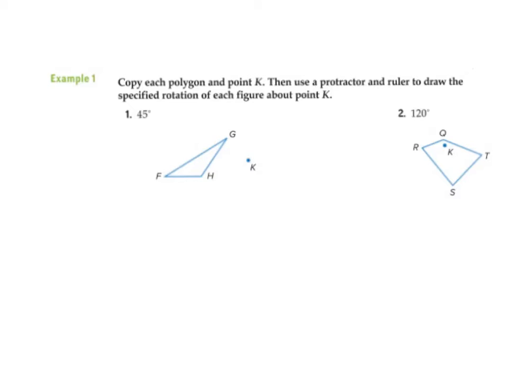Okay, so let's have a look at example 1. Now we're looking at question number 1, all right? It says copy each polygon and point K, then use a protractor and ruler to draw the specific rotation of each figure about the point K. So K is the center of rotation, okay? And again, the first thing to look for, if there is nothing in the statement, you always go counterclockwise. So start thinking about your shape is going to go in that direction, all right?